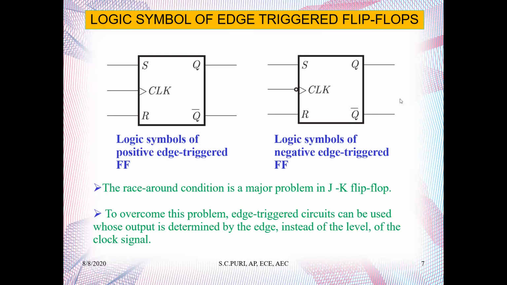Whereas in the case of level triggering, the race around condition was there because the circuit was excited for the whole of the clock. So one way it can be eliminated is by using edge triggering.